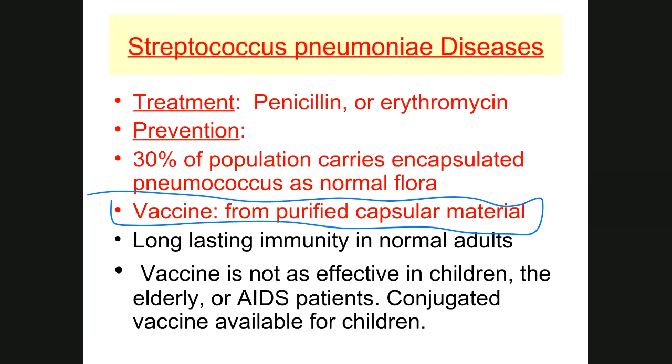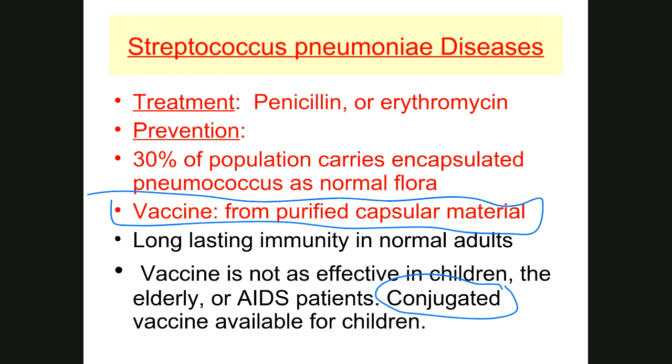Even though it is not as effective in children or the elderly, we do give it to children and the elderly. Because it's not a very good vaccine, the vaccine has been conjugated. So if you go back to chapter 18, that means that the vaccine has been joined with an irritant that is going to irritate the immune system and help the vaccine work better.